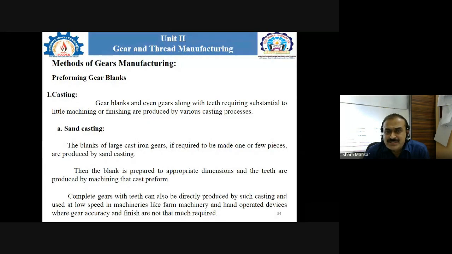As mentioned in this current slide, the blanks of large cast iron gears, if required to be made in one or a few pieces, are produced by sand casting. Then the blank is prepared to appropriate dimensions and the teeth are produced by machining that cast preform.